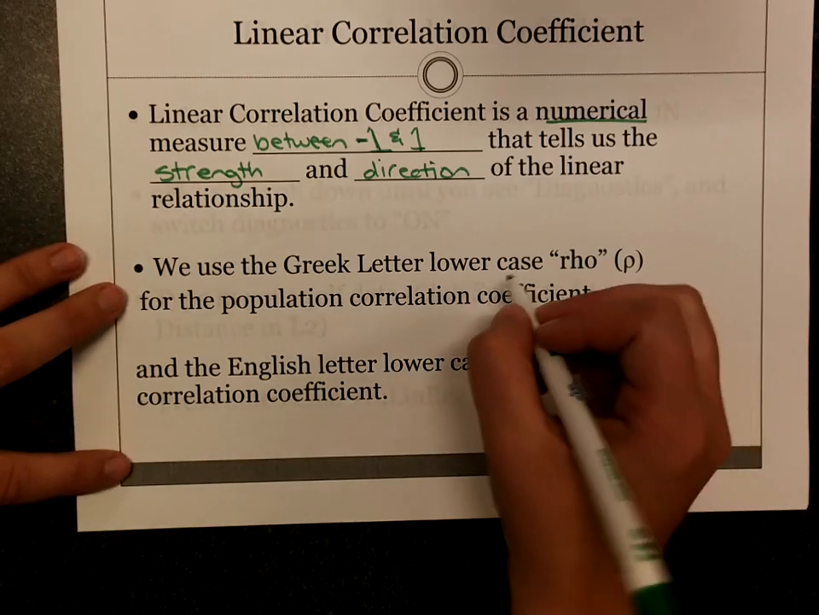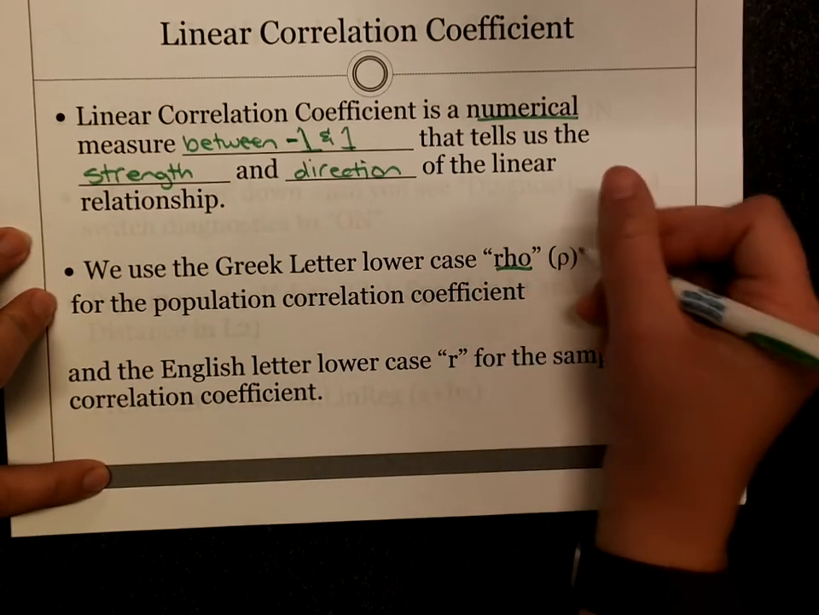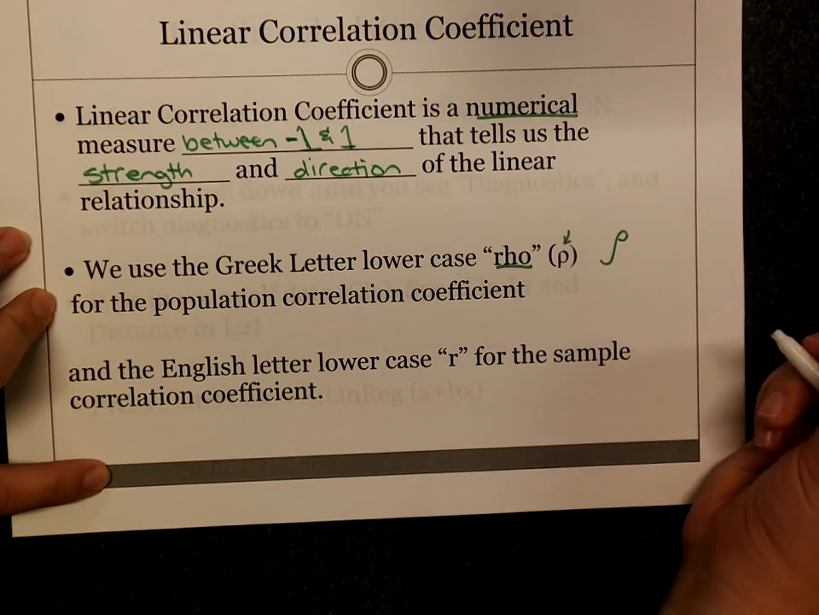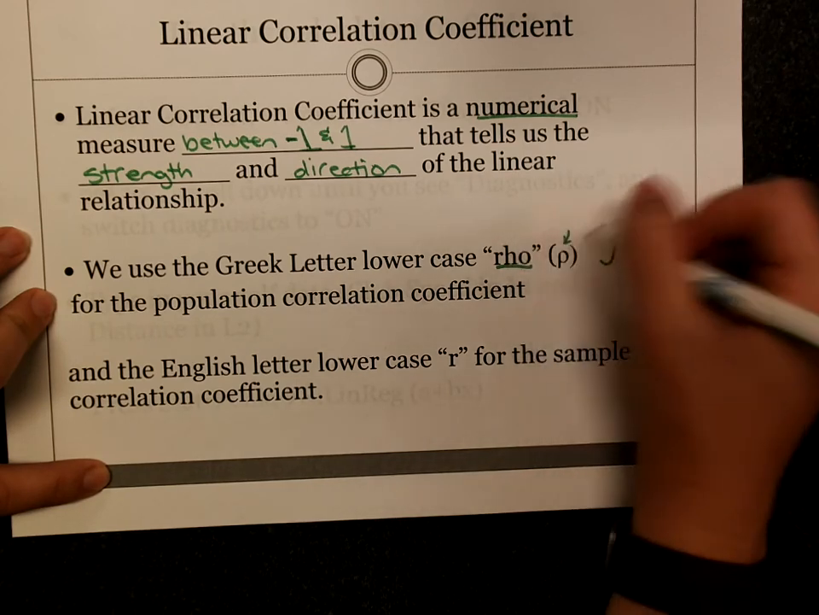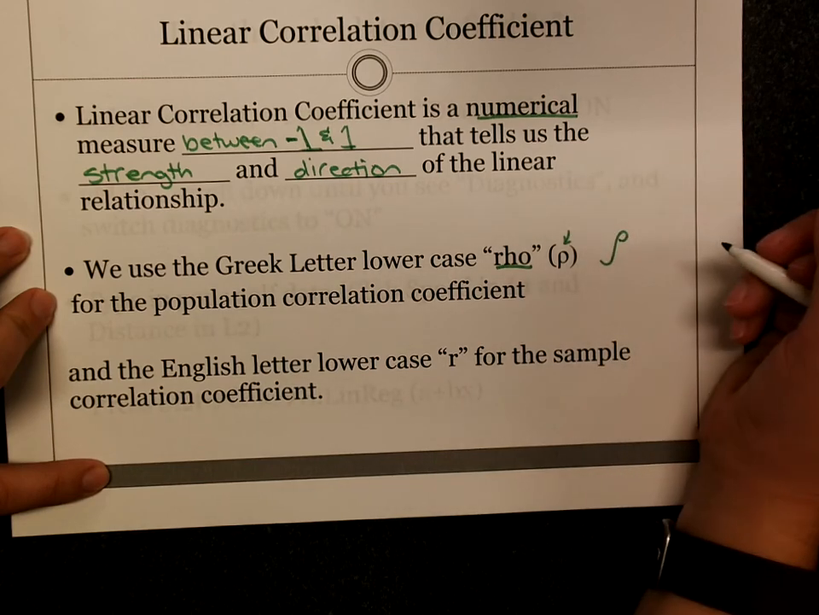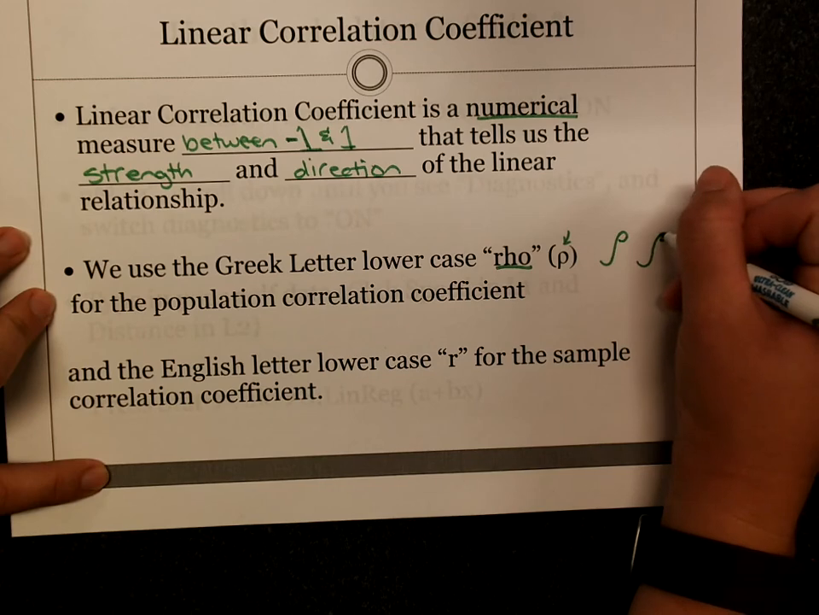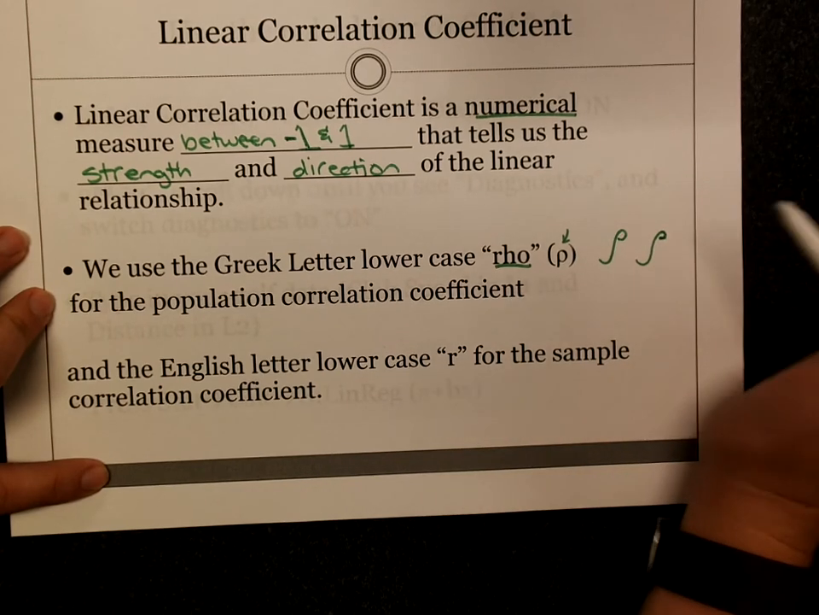We use a Greek letter, lowercase rho. It looks like a P. It's actually the Greek letter R, sort of. It's supposed to be an R. The computer always makes it look like a P, and it's kind of hard to draw it. It has a long tail and just a little tiny hook at the top. You really won't see that very much.